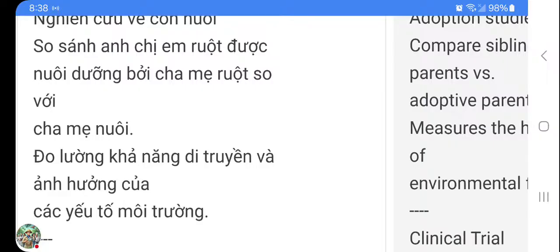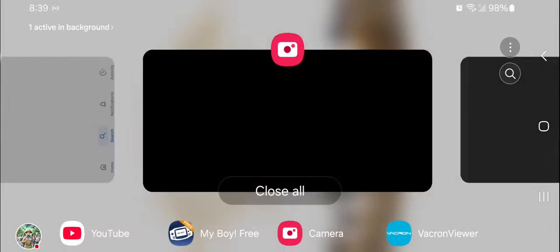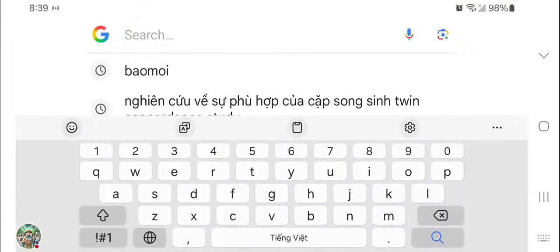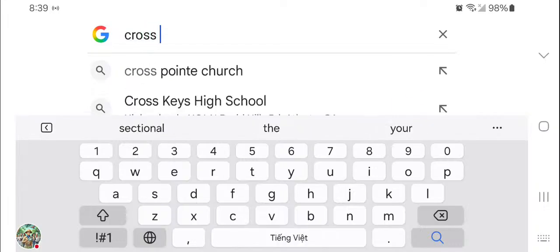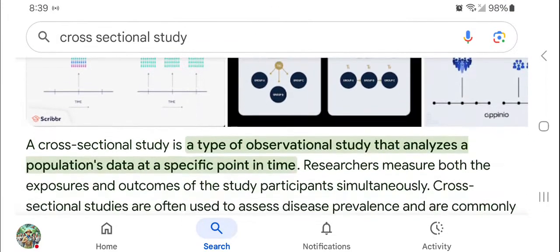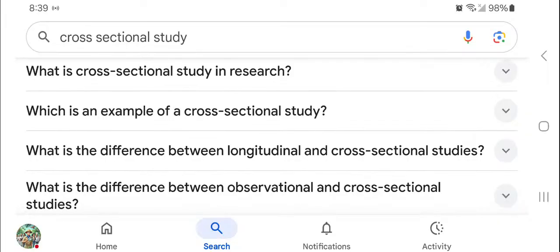Okay, so now in summary, we just shared about the cross-sectional study, case control study, cohort study, twin concordance study, and adoption study. So let's say here like that, and then we see here what they talk about. For example, cross-sectional study. We would like to learn more about it using AI. Does it say anything or not?